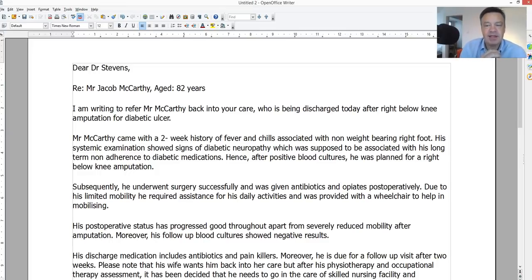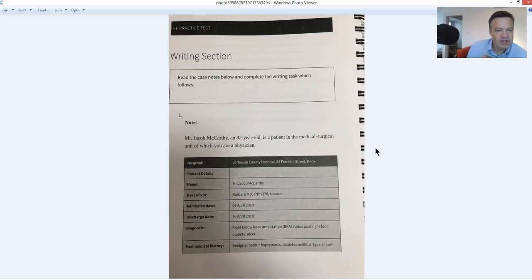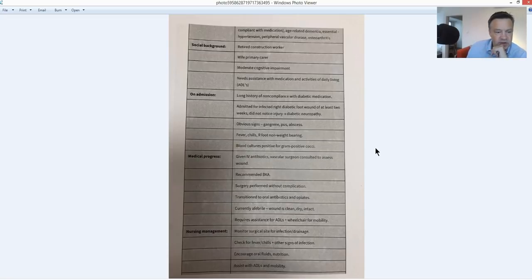Okay, let's have a look at yet another letter. This time it's a discharge letter, it seems. Let's have a look at the task. So what have we got here? So now the notes, I think this is from the Kaplan book. It's a practice test. Seems to be a discharge letter.